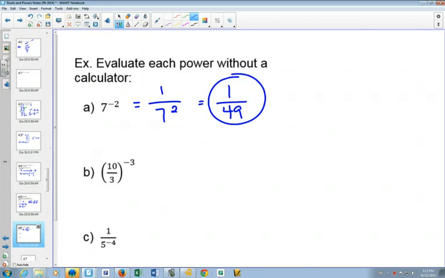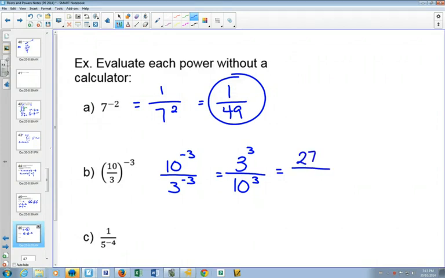10 thirds to the negative 3. If you use your exponent rules, the negative 3 would go to the 10 and to the 3. Now you have negative exponents, so that is the same as 3 cubed on top, 10 cubed on the bottom. 3 cubed is 27, 10 cubed, 1,000. Yes?